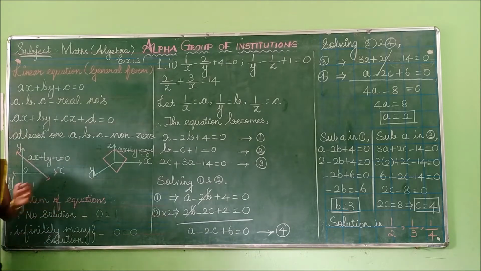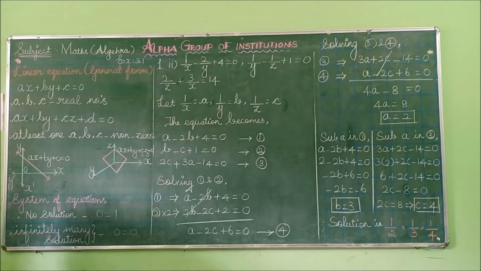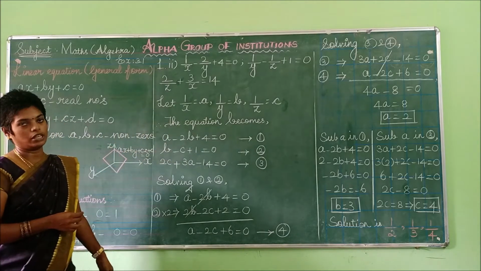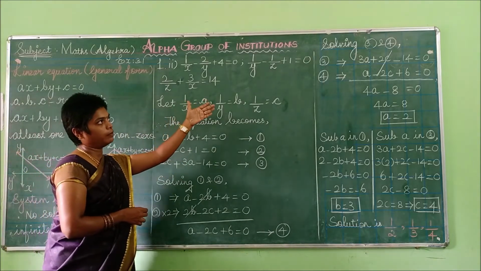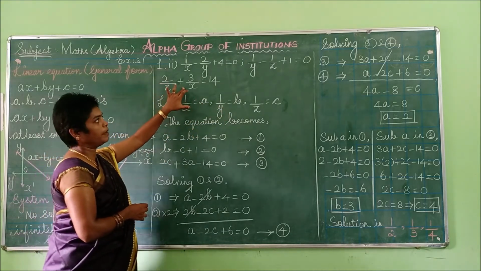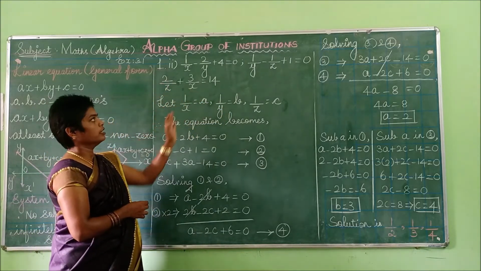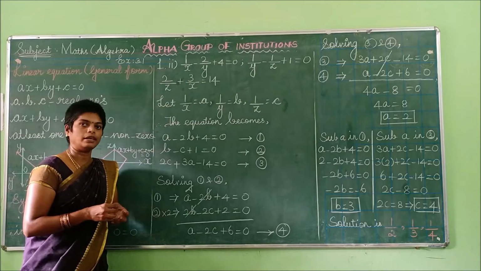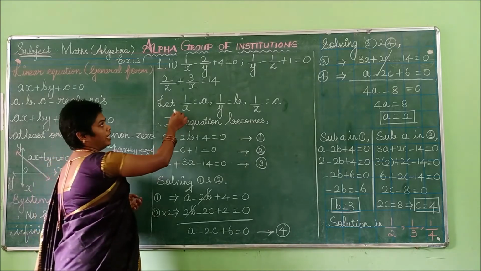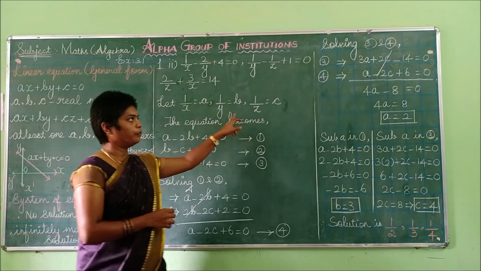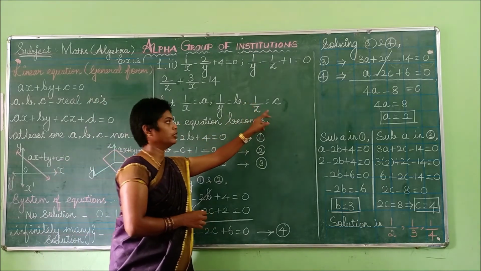Then listen, our first problem, they asked you to solve: 1 by x minus 2 by y plus 4 equal to 0, 1 by y minus 1 by z plus 1 equal to 0, 2 by z plus 3 by x equal to 14. This is not easy to solve, so we convert some values. Now I am taking 1 by x as a, 1 by y equal to b, and 1 by z equal to c.